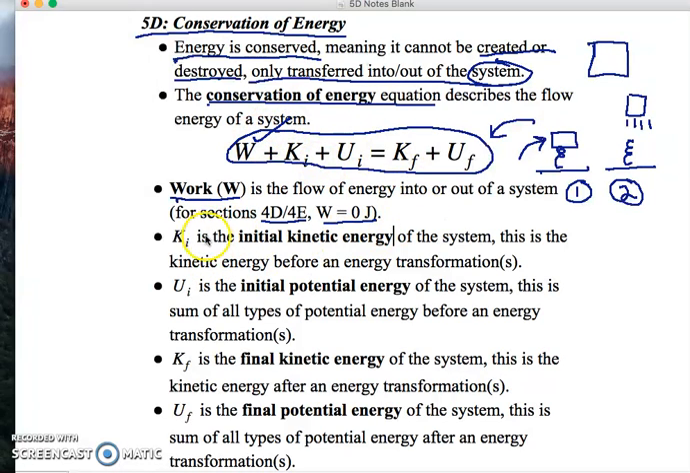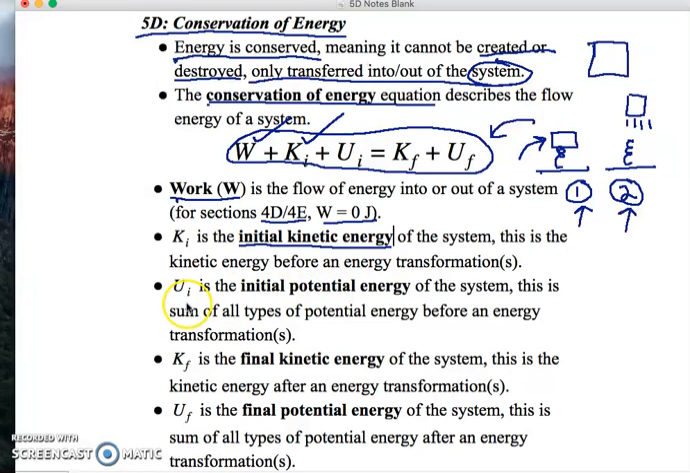The next one is Ki, so that's the initial kinetic energy. That's the kinetic energy before any energy transformations. So again, for an energy transformation, typically you examine the system at 2 distinct points in time and then see how energy changed. The Ki, that's if there's any kinetic energy in the first part of the system. And again, there doesn't always have to be, but if there is, you'd put a number in here.